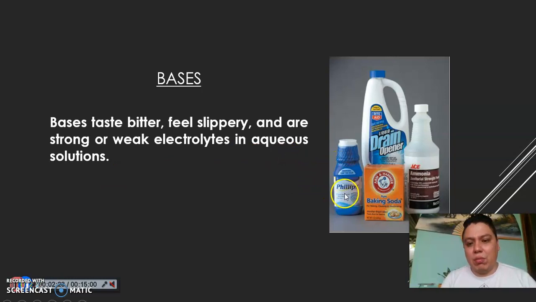What are some household bases? Well, some of the medicines that you guys take for heartburn or for gastritis are bases. How do they work? Well, since they are the opposite of an acid, they neutralize the acid inside of your stomach. Baking soda, for example, some pipe cleaners or bleach, and ammonia. All of those are bases.